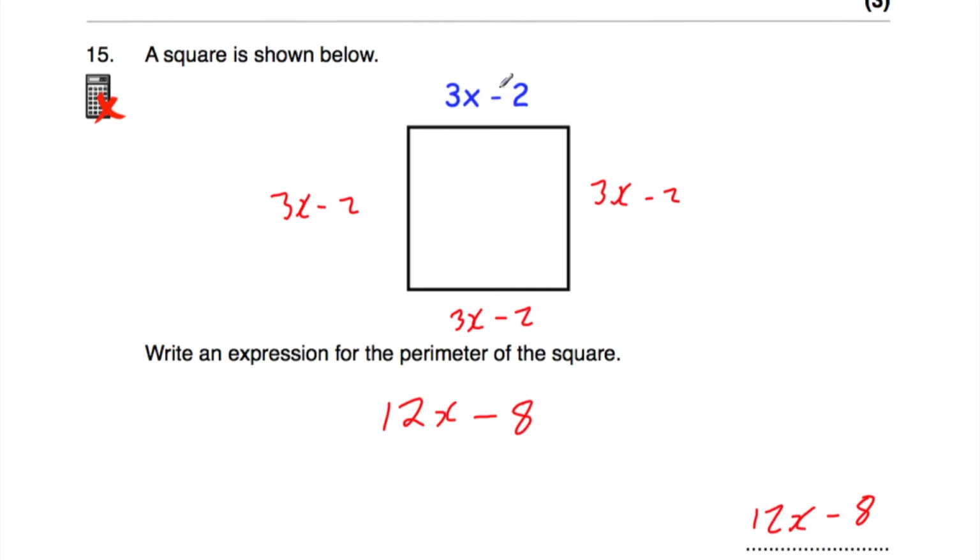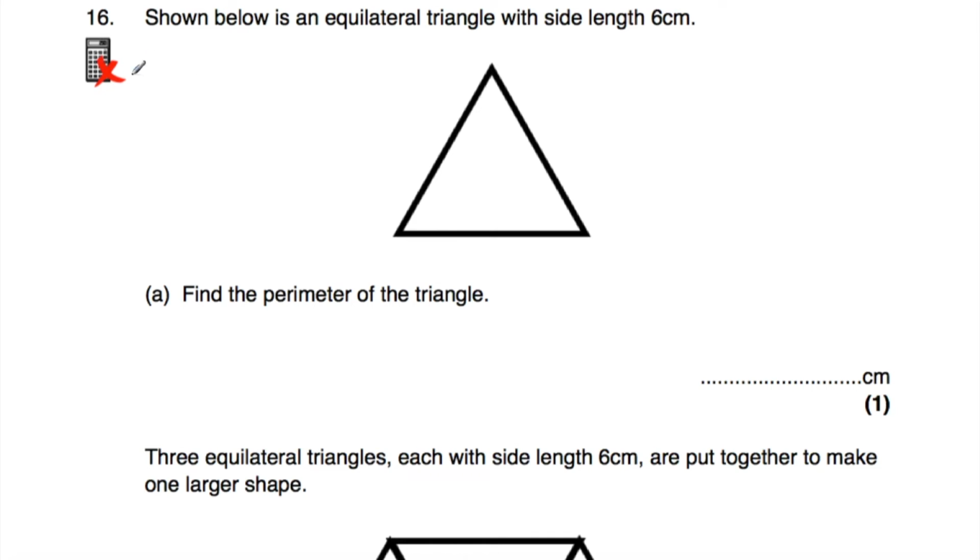And just to recap, because it's a square, all the sides have got the same length. So if the top's 3x minus 2, all the sides are 3x minus 2. Then I've dealt with the x's first of all, 3x plus 3x plus 3x plus 3x is 12x. And then we've got minus 2, minus 2, minus 2, minus 2. That'll be minus 2, minus 4, minus 6, minus 8. So the perimeter of this square is 12x minus 8. And that's it. Okay, let's have a look at our next question, question number 16.